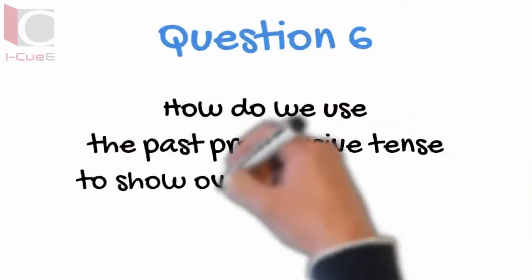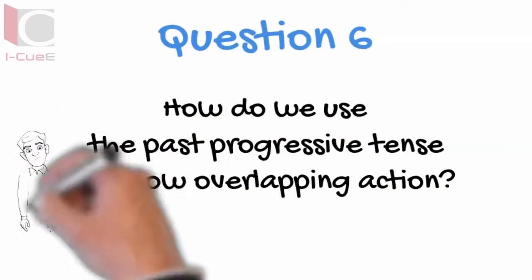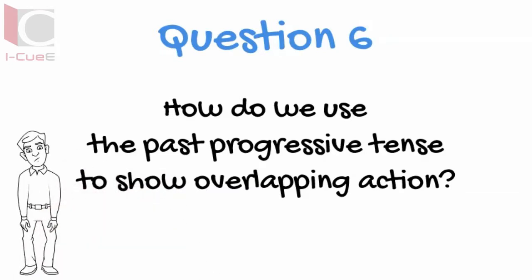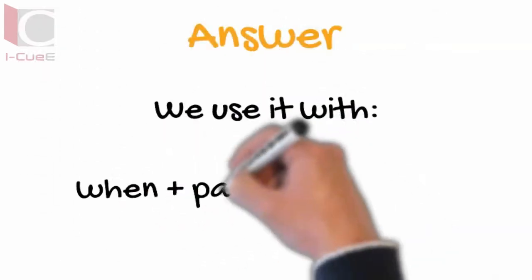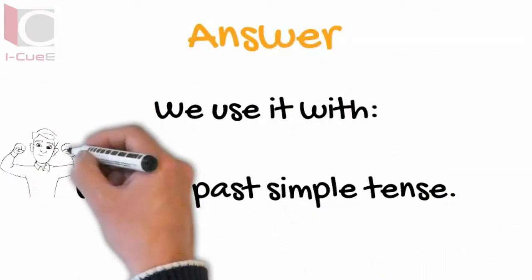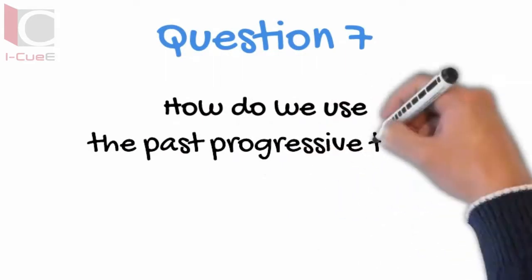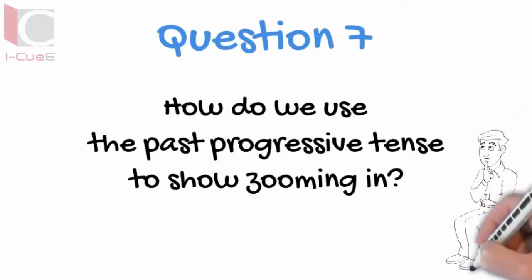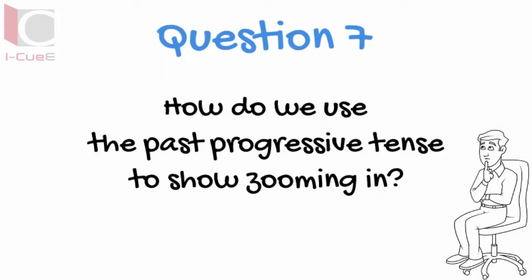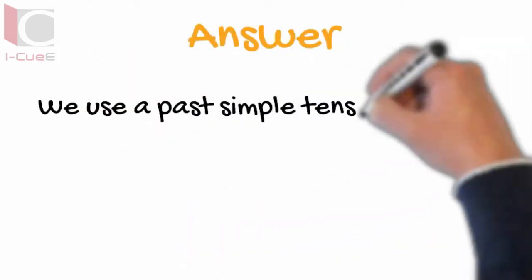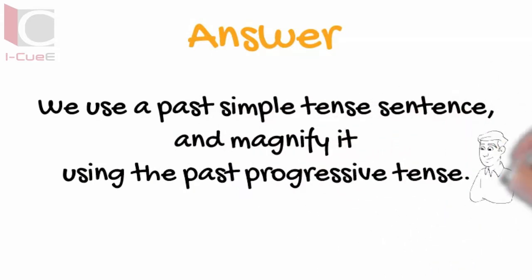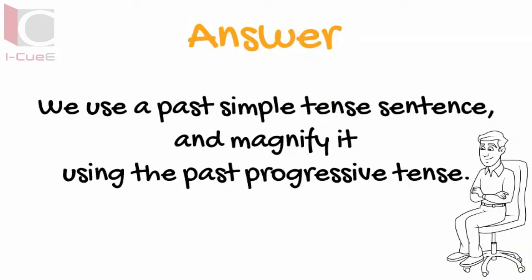How do we use the past progressive tense to show overlapping action? We use it with when plus past simple tense. How do we use the past progressive tense to show zooming in? We use a past simple tense sentence and magnify it using the past progressive tense.